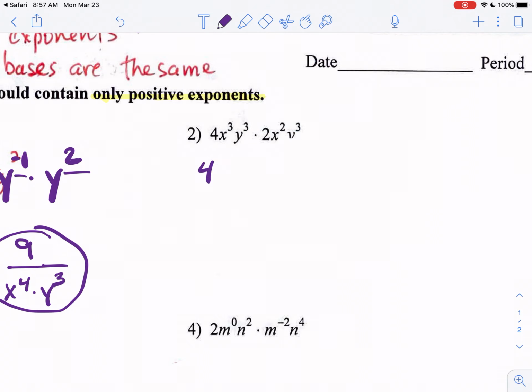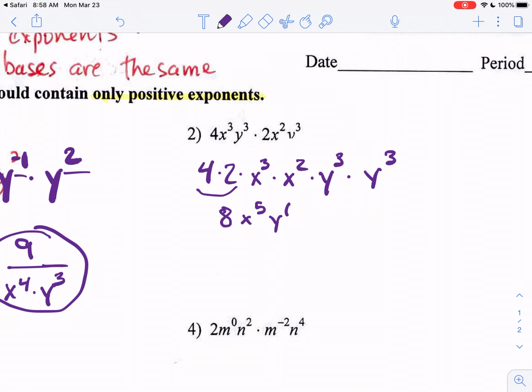So 4 times 2 times x cubed times x squared times y cubed times y cubed. Then I'm going to add and combine things that are the same. So 4 times 2 is just 8. 3 plus 2 is 5, so times x to the 5th. And 3 plus 3 is 6, so y to the 6th power.